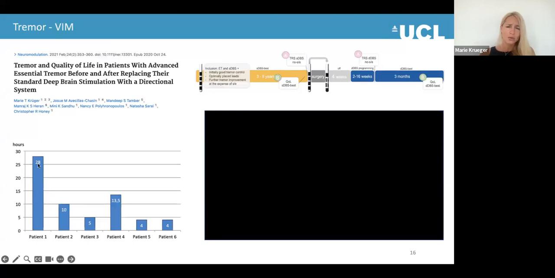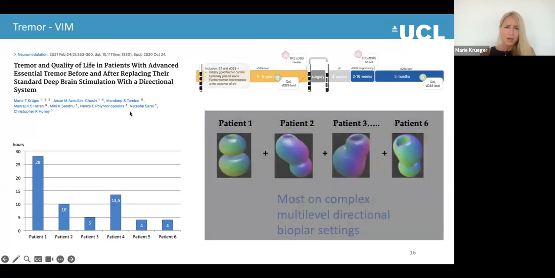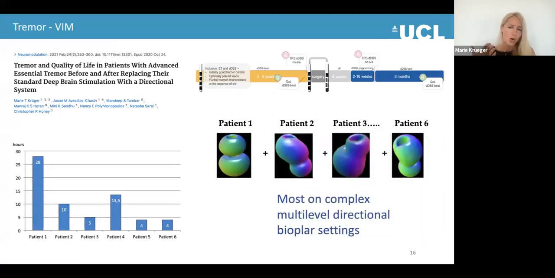So the first patient took us 28 hours to program, but we had put them on the most complex multi-level directional bipolar settings, really trying everything. And we did not have any images. So it was trial and error programming. We had a learning curve here. But still, even 4 hours to program a tremor patient is a long time. We usually get them better quite quicker.